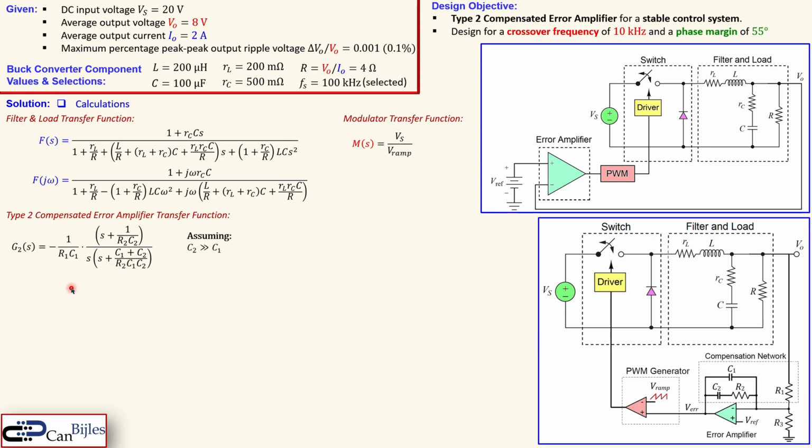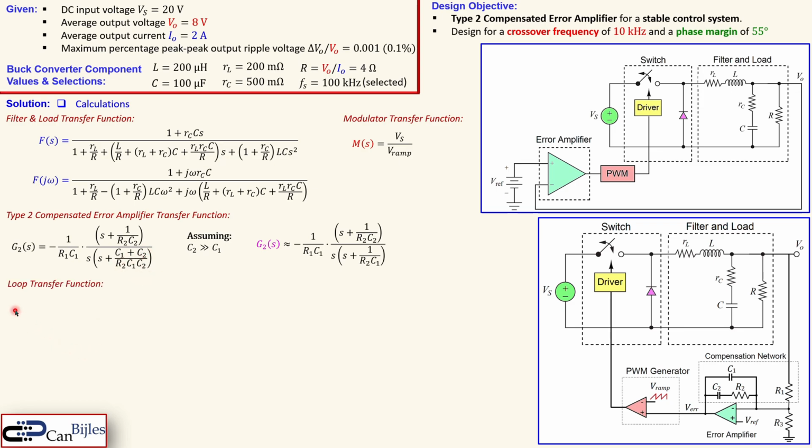But we know, and we can assume, that most of the time C2 is much larger than C1. So we can say C1 is much smaller than C2, so that means C2 over R2 times C1 times C2 will then be 1 over R2 times C1. So that's actually what you see here. Now we have an expression which is simpler and easier to follow, because you can now recognize the zero and the poles directly, instead of looking at a more complicated expression.